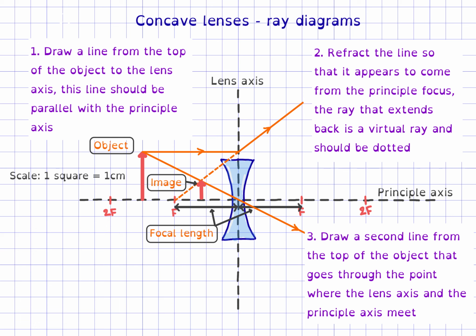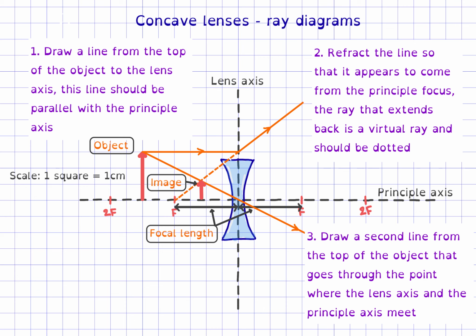Things to note on this particular diagram are that the rays do not have to actually go through the picture of the lens. The lens is just a picture. It is important that the first ray is parallel to the principal axis and then refracts when it gets to the lens axis. It is not important that it actually goes through the picture of the lens.